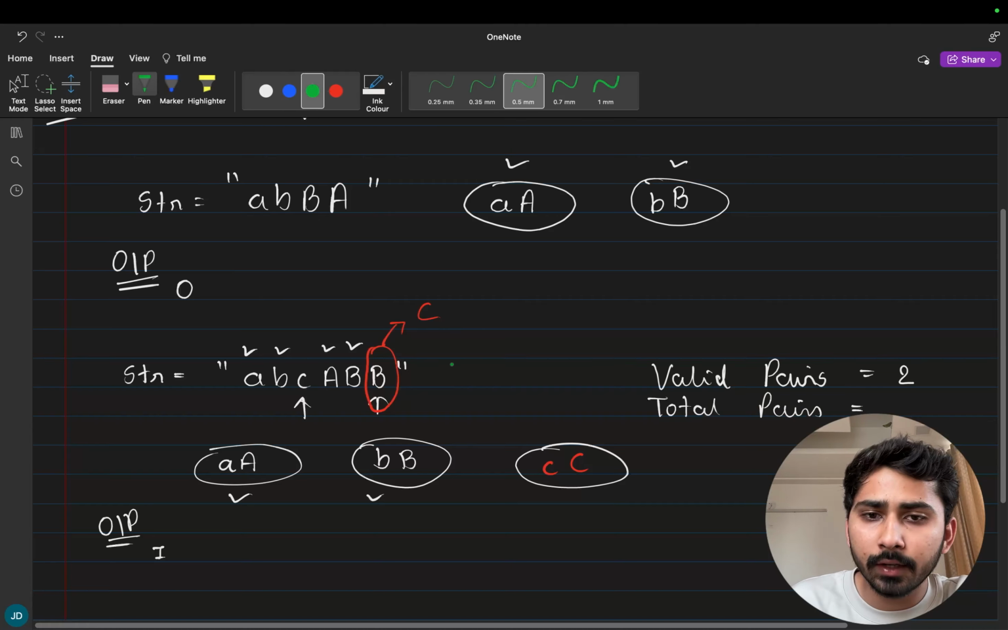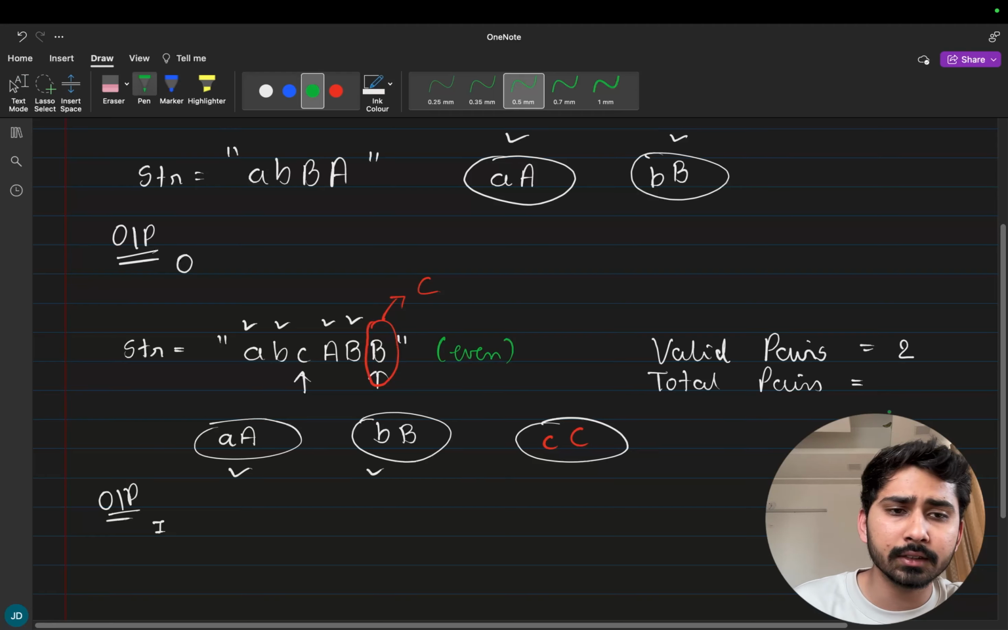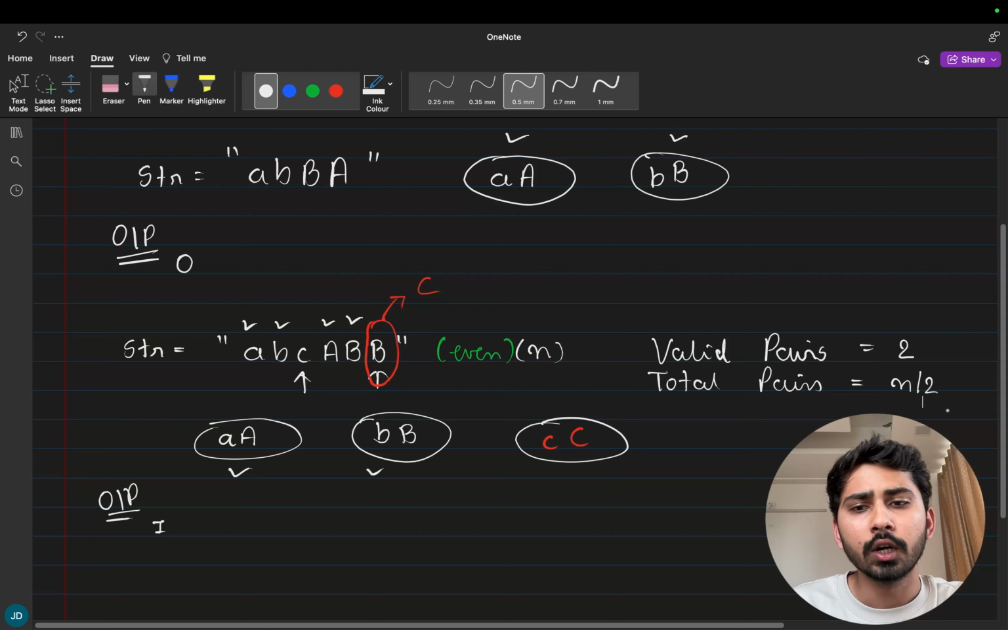The given string will be of an even length. There will be an even number of characters in the given string. So tell me, if you have even characters, then how many pairs can be formed? If we know that the length of this string is n, then we can form n divided by 2 total valid pairs according to the problem statement.